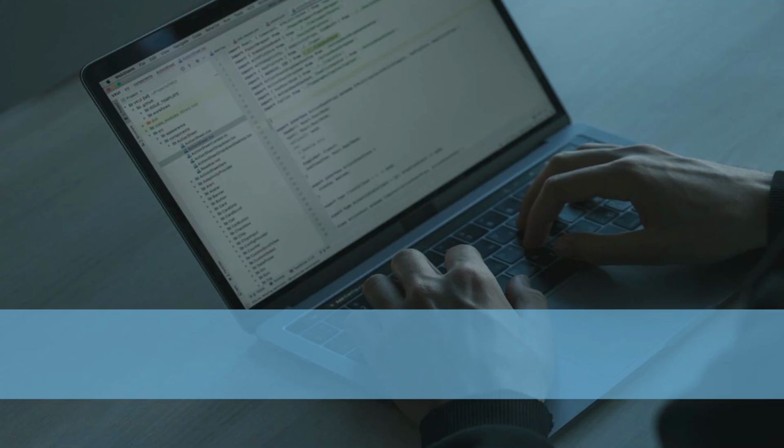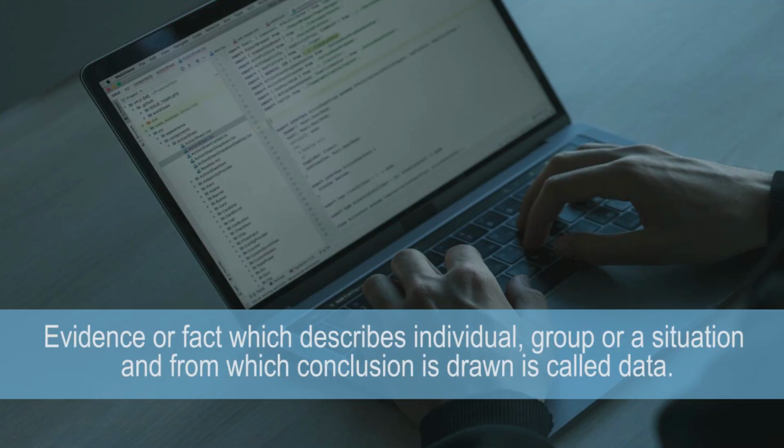And further, we can say it is evidence or fact which describes an individual, group or a situation. So the fact or the data that describes an individual, the abilities of an individual, the attributes of an individual or a group, just like mean score, standard deviation score, and many a time upon a situation also, your idea, your attitude towards a situation, and from which a conclusion is drawn. So this is called the data.